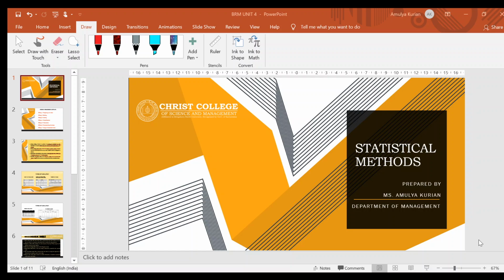Hi, good morning. In today's session, we will be doing the fourth unit of business research method, that is statistical methods. In today's class, we will be dealing with the steps in processing of data, then the different types of tabulation, and the last one being the parts of a table.